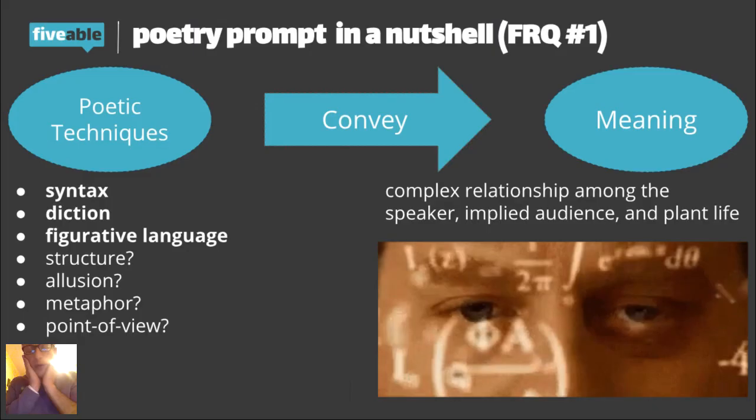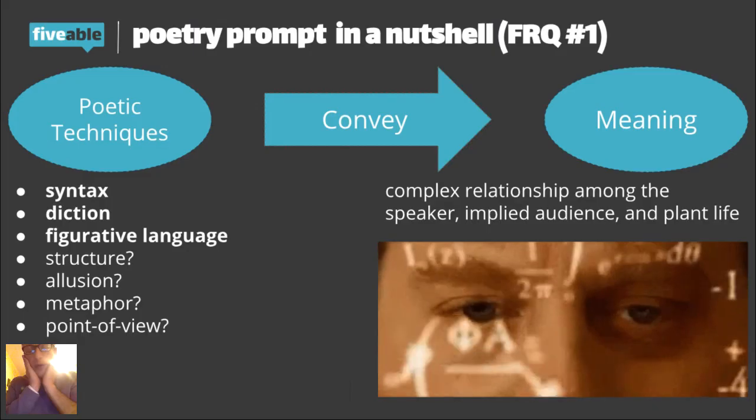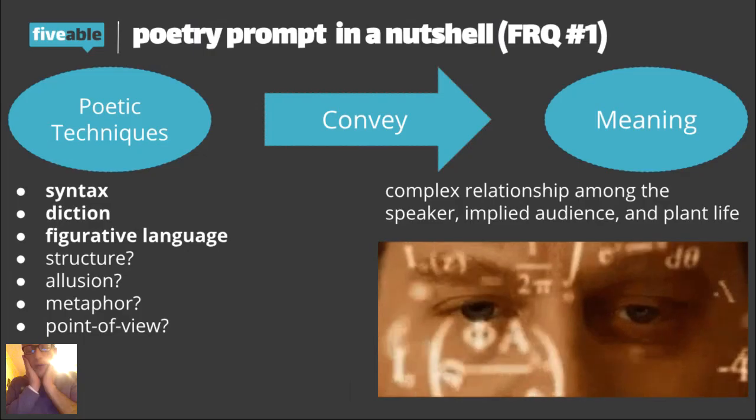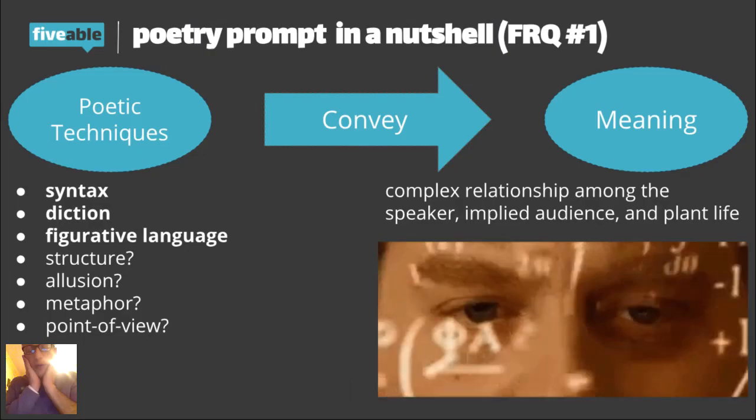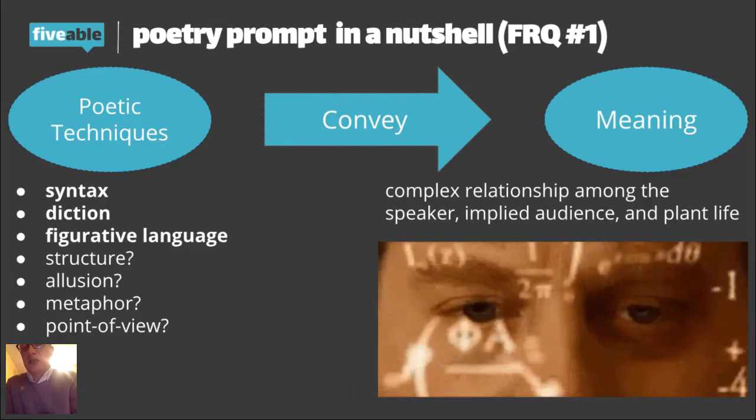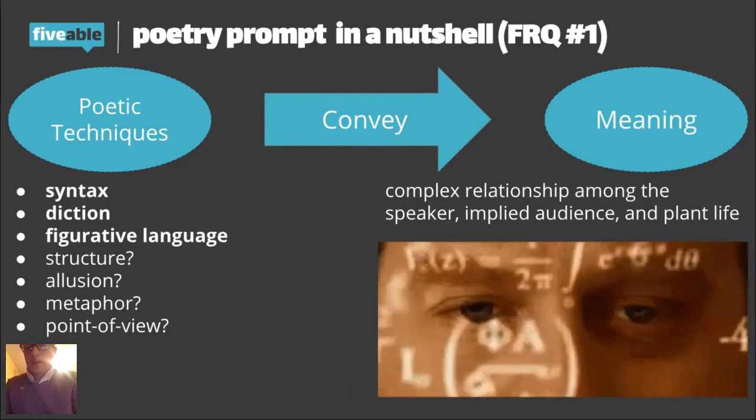And I'm kind of struggling with that. I need to show that there is some sort of relationship between the speaker and the implied audience. Okay, so I've got to figure out what that is, and I think that's especially complicated this year.